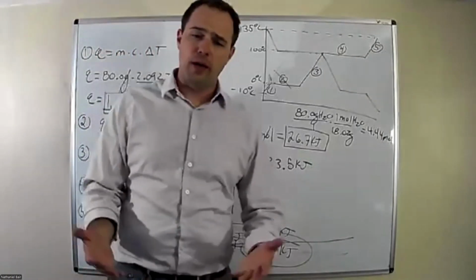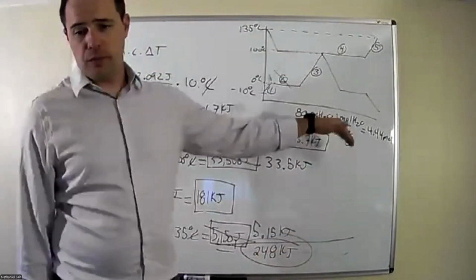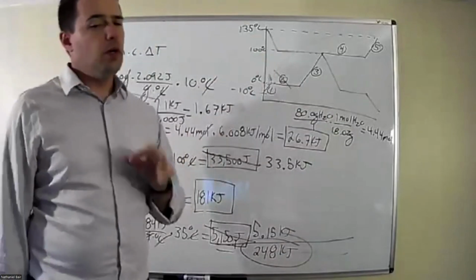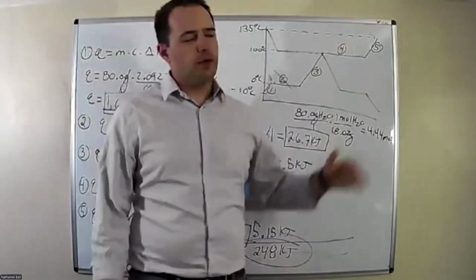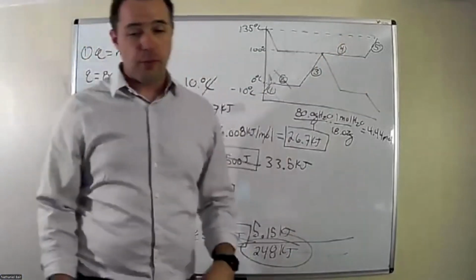So sometimes you get a cooling problem, and if you want to draw a cooling curve like the one I just did here in purple, totally cool. If you don't, you can draw a heating curve and then either say released at the end or make the answer negative.